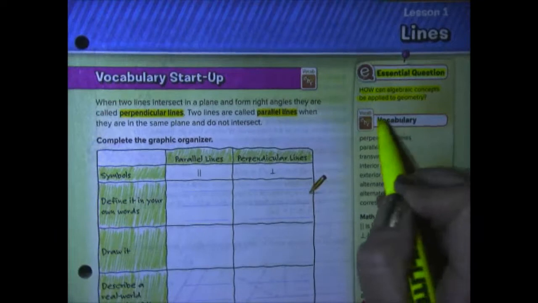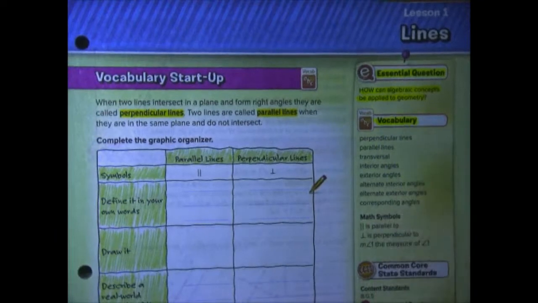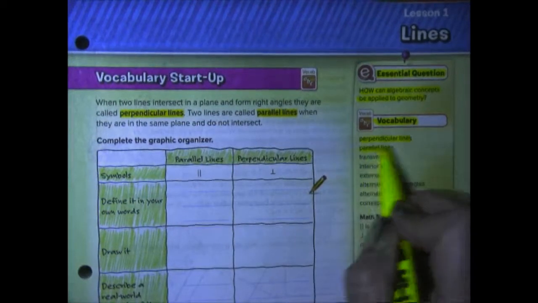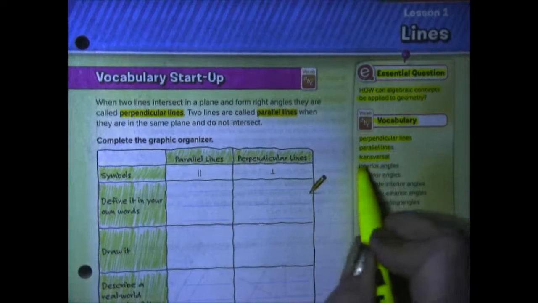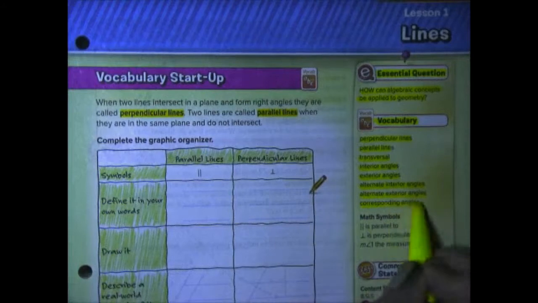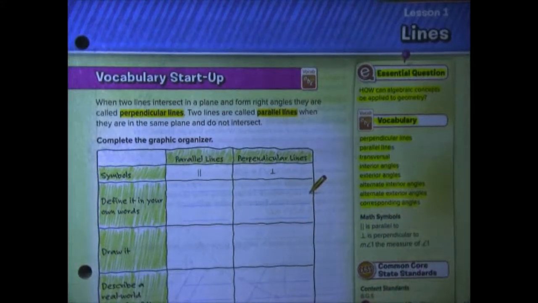So our vocabulary, which is also important, and you have your vocabulary packet, and most of these are probably on there. If not, we'll add them to our packet. Perpendicular lines, parallel lines, transversal, interior angles, exterior angles, alternate interior angles, alternate exterior angles, and corresponding angles. It's going to be very important that you learn what each type of angle is in order to answer the questions in this section. And if you do learn them, this section is going to be a lot easier.